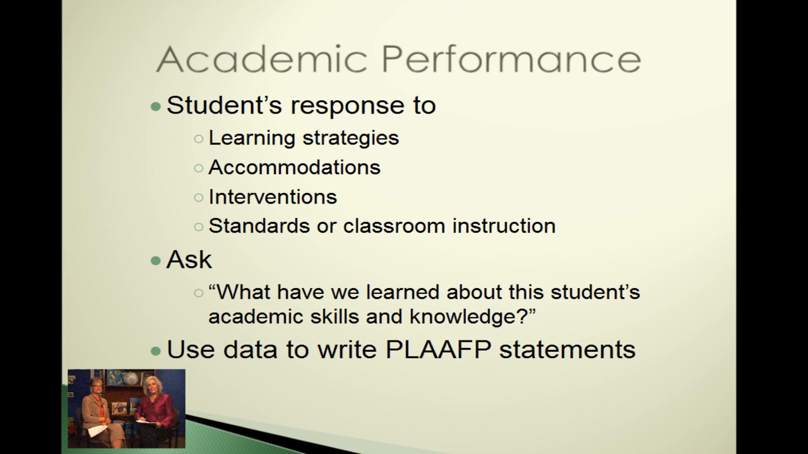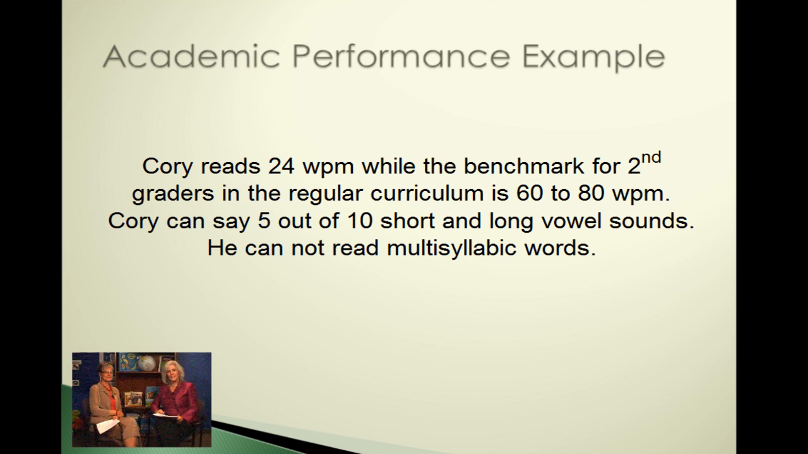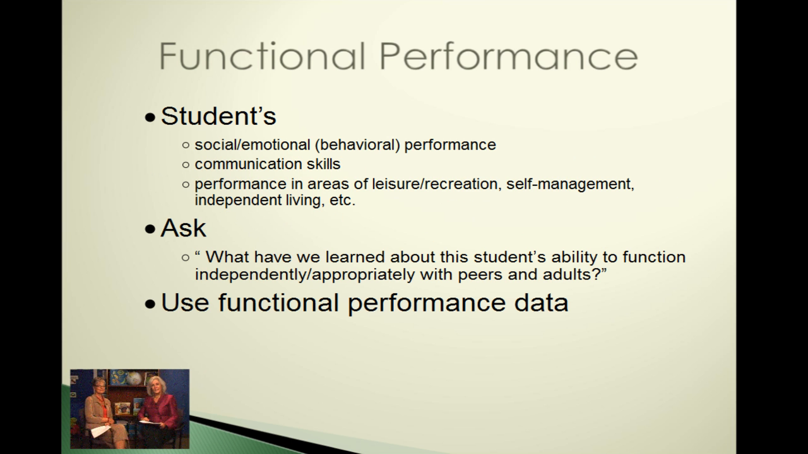So here's an example. Corey reads 24 words per minute, while the benchmark for second graders in the regular curriculum is 60 to 80 words per minute. So I can show what Corey's current level is compared to the expectation in the general curriculum. Corey can say 5 out of 10 short and long vowel sounds. He cannot read multisyllabic words. Again, that's academic performance.